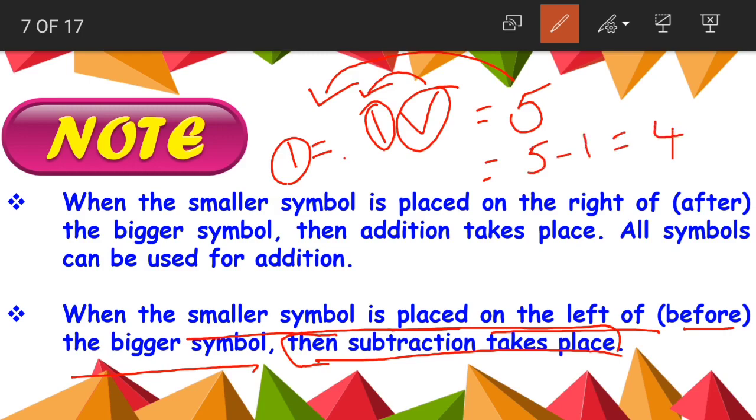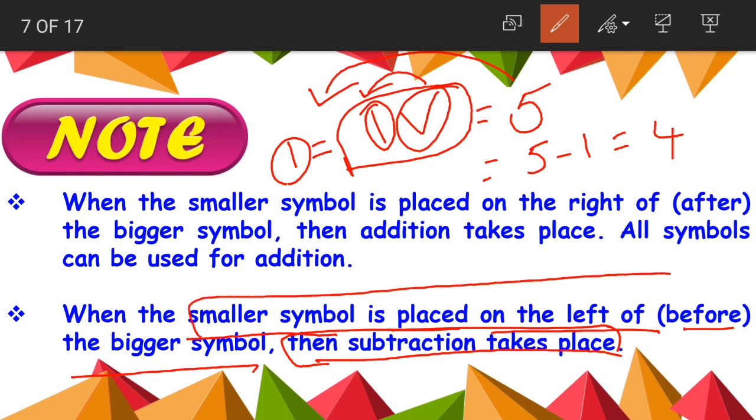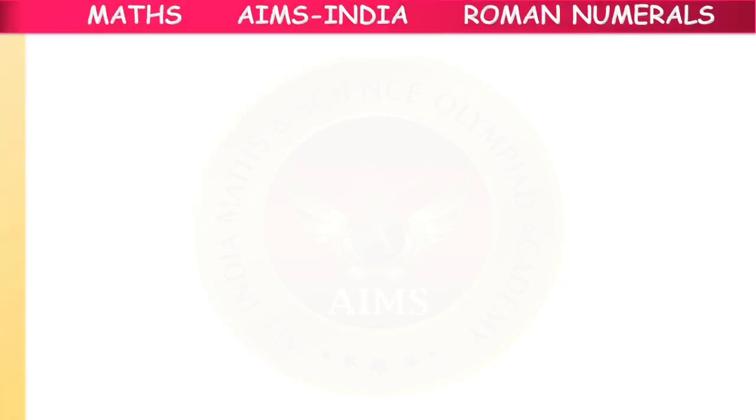Always remember this, children, okay? Whenever you are confused, you can take this example of 4, through which you will understand that when a smaller symbol is on the left of the bigger symbol, you subtract the smaller symbol from the bigger symbol. I hope this was clear, children.